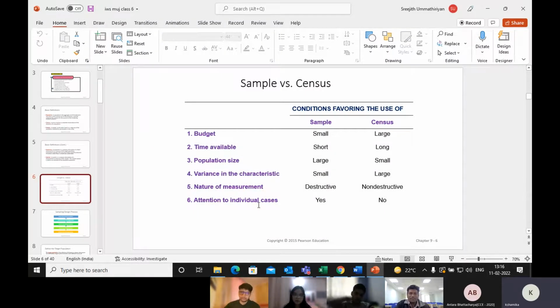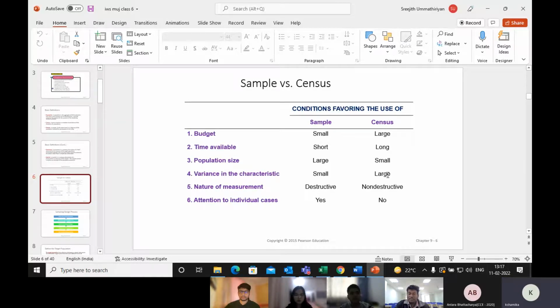And then attention to individual cases. If it's a sample, you will of course be able to give attention to individual cases and make an informed decision. Similarly, census is all of that. What are the conditions which favor the use of census? So if the budget is large, if you have a lot of money to do the survey, yes, time available is long. If you have whatever 6 months to 1 year period or whatever 3 months period, if the population size is small, maybe you can do a census. You can actually reach out to every element in the population.